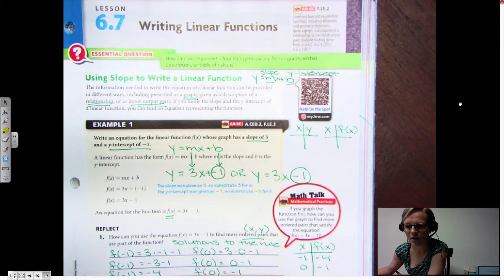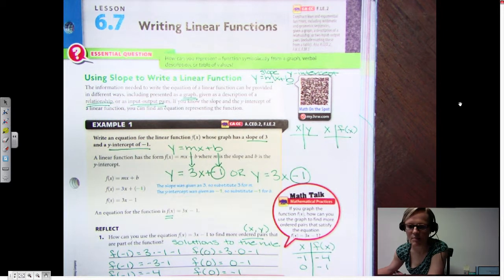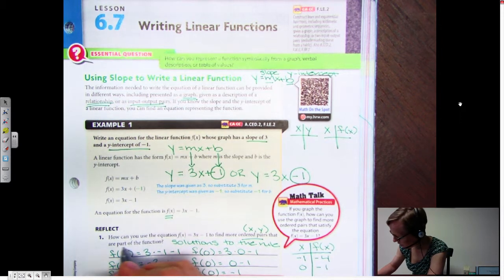So that's how you find other ordered pairs. We could plug in any numbers we want. We could plug in really large numbers. We could plug in some positive numbers, negative numbers, and then just make our graph. So all of these are solutions or part of the function.